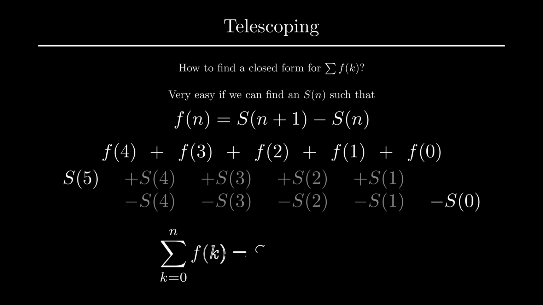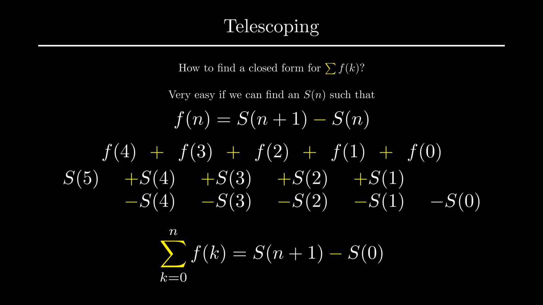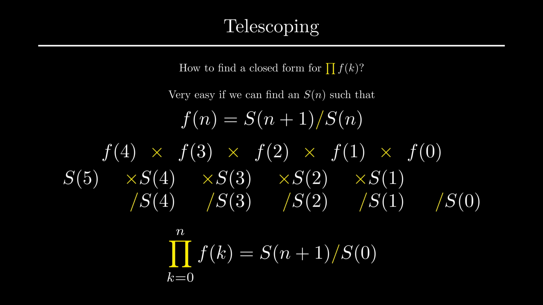However, telescoping isn't just useful for solving sums, it can also be useful for solving products. If we can write f of n in the form s of n plus 1 divided by s of n, then we can multiply all of the f of n terms and see that, once again, the middle terms cancel, leaving us with s of n plus 1 divided by s of 0. So telescoping can be pretty flexible, being applicable with any operation that has an appropriate inverse. But the different ideas that telescoping can enable beyond its direct application are even more powerful and impressive, as you will soon see.